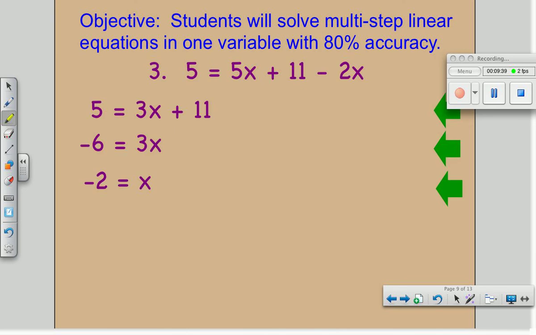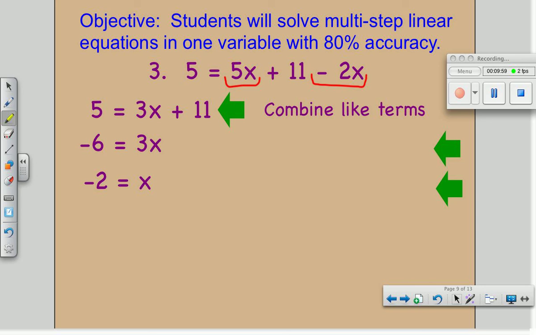Justify each step again. Combining like terms is always first. So I have 5x and minus 2x. 5x minus 2x is 3x. So I combine like terms. Again, just write everything down. I'm not going to go through and highlight everything. Just make sure you write everything down.